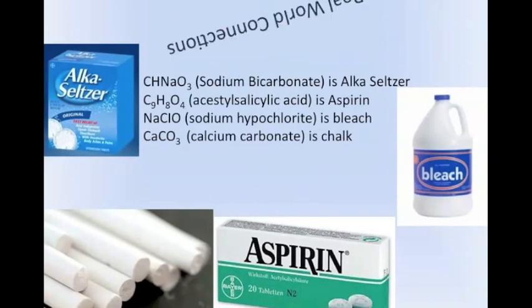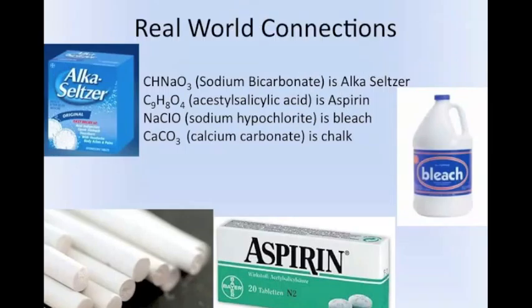So now we have some real world connections. Basically, why do I have to know how to name compounds? Well, there are some compounds that are found in household items. NaHCO3 is sodium bicarbonate, which is also Alka-Seltzer. C9H8O4 is acetylsalicylic acid, which is aspirin, and NaClO is sodium hypochlorite, which is bleach. And CaCO3 is calcium carbonate, which is chalk.